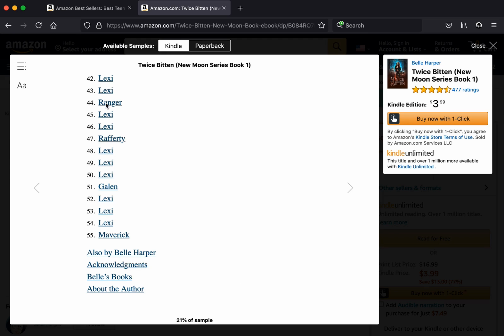Lexi Ranger. And now notice, I think almost all of the books we've seen that are dual perspective, or this one is multiple perspective, because we've got Rafferty and Galen and Maverick here. I'm guessing these are the love interest. It's 2 for the girl and then 1 for the guy. 2 for the girl, 1 for the guy. And then 3 for the girl, 1 for the guy. So that's just something to consider.